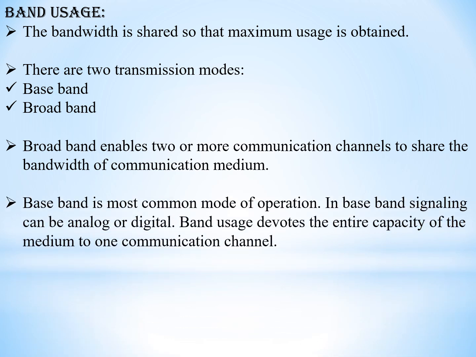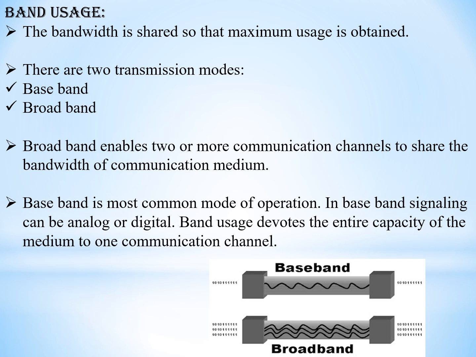Baseband is the most common mode of operation. In baseband, signaling can be analog or digital. In baseband, the entire network, or we can say the entire bandwidth, is devoted only to a single channel. That is, in a bandwidth, only a single channel will be operated. In broadband, in a bandwidth, two or more channels will be operated.